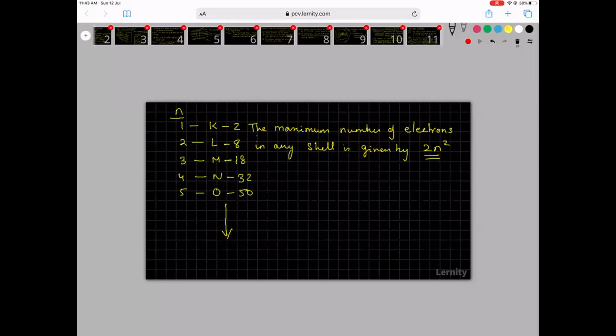This refers to the maximum number of electrons possible in any shell, given by the 2n square rule. Okay, this is the maximum number. He didn't say that so many electrons will be there. He just said that is the maximum number of electrons.